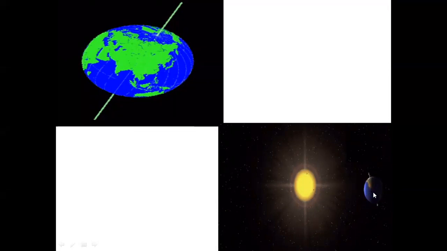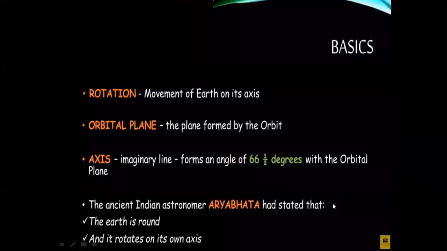The orbital plane means, see, as the Earth takes the entire revolution, in that revolution the inner space between the Earth and the sun, that entire space is known as the orbital plane. So it is the plane formed by the orbit.